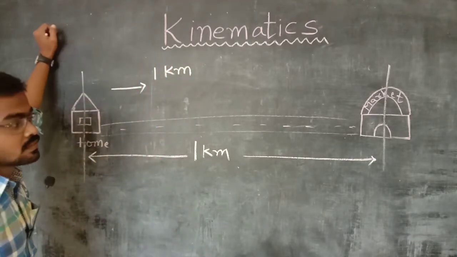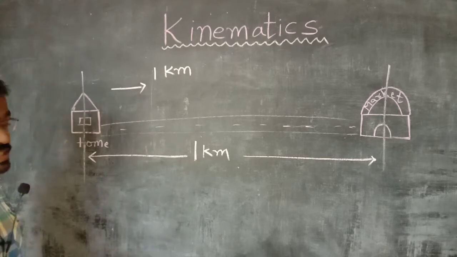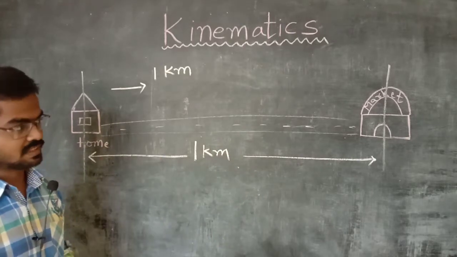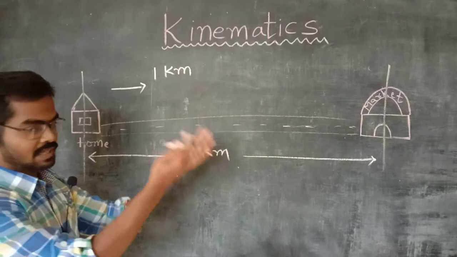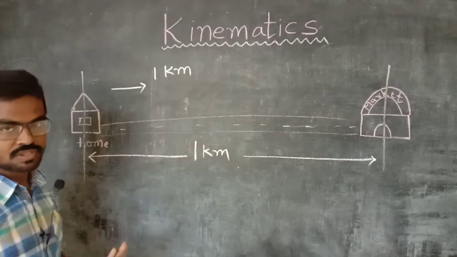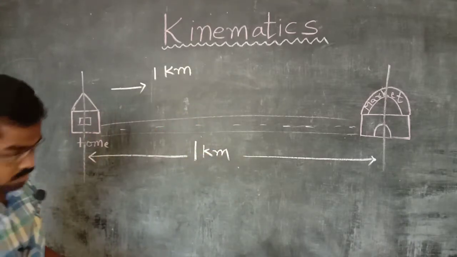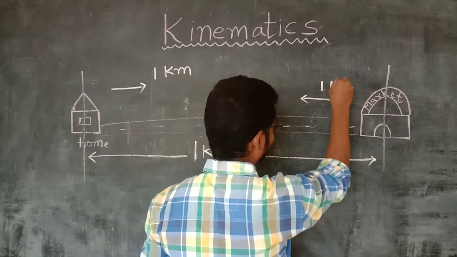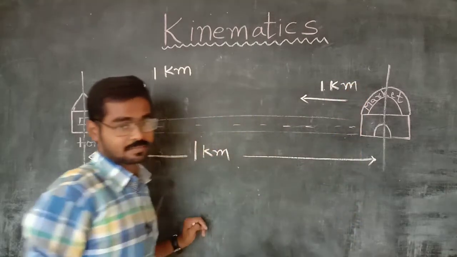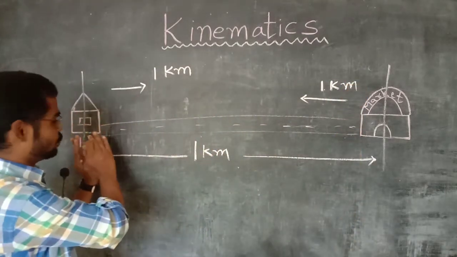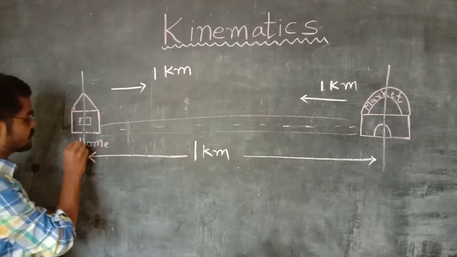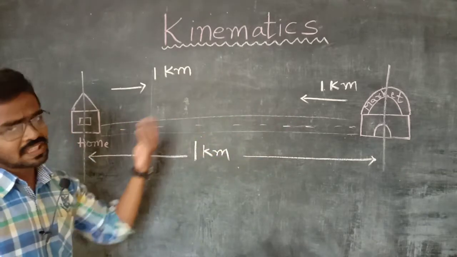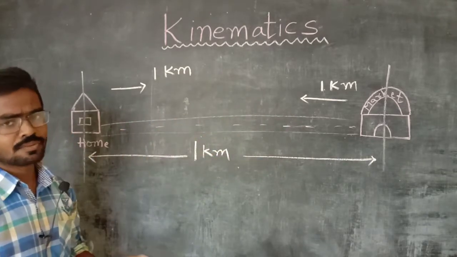Now the problem is that the market is closed. On seeing the market is closed, he instantly returns back. That means he will not go anywhere else. After the market is closed, he will come back to his house. So how much distance will he travel from market to house? It is very simple. Even a small kid will tell you 1 kilometer. Because from his home to the market he travels a distance of 1 kilometer, and in return, from market to home, he covers a distance or path length of 1 kilometer.